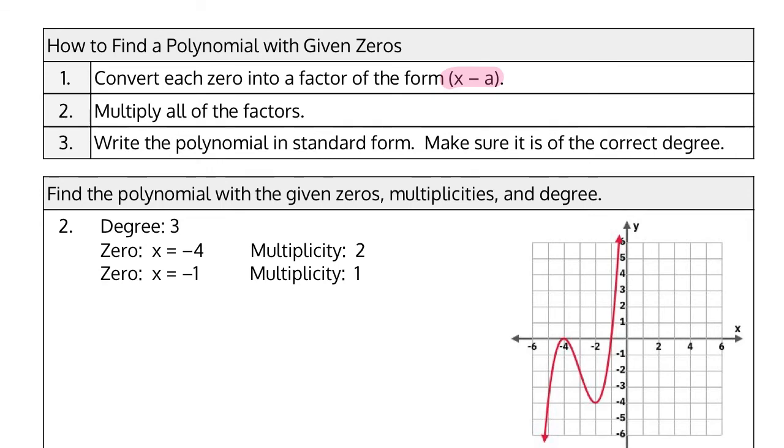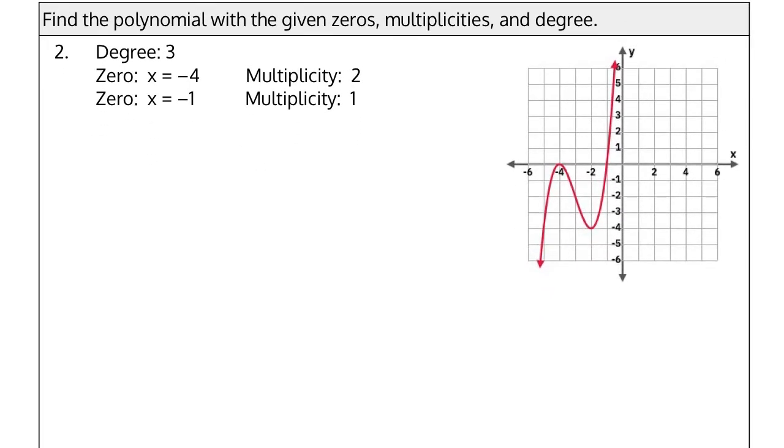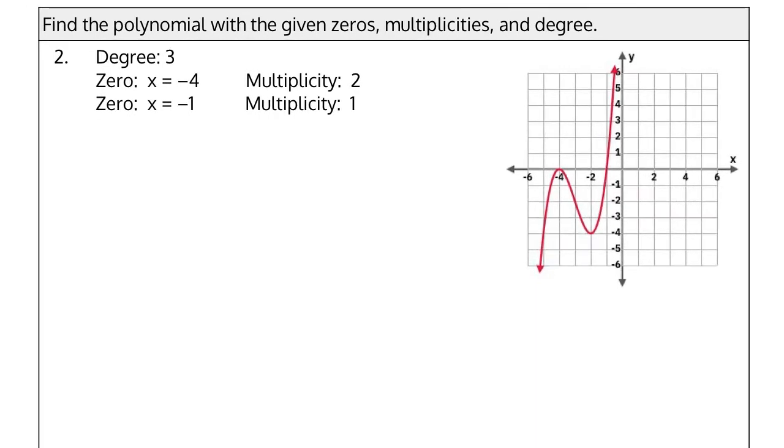So right below it is our example. It says find the polynomial with the given zeros, multiplicities, and degree. Since it's telling me that it's degree 3, when I finish this problem I'm going to have to double check that I have somewhere in my polynomial x to the third power. And then they even gave us a graph of what our function should look like.